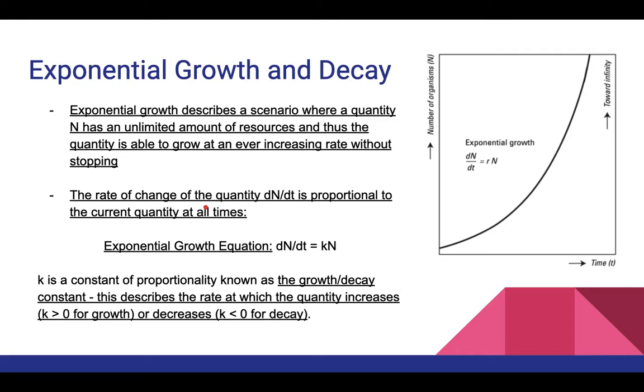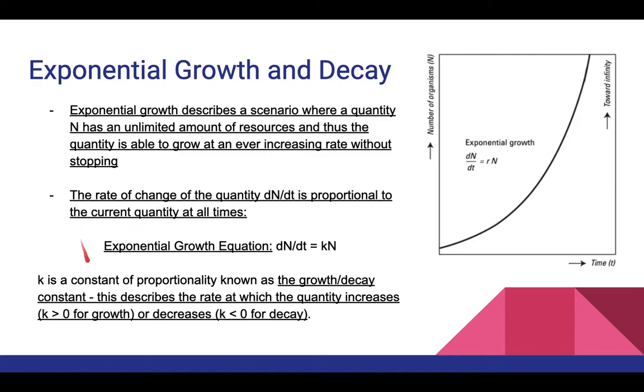So exponential growth and exponential decay is recognized by the hallmark sign that the rate of change of the quantity, dn over dt, is proportional to the current quantity at all times. So dn over dt equals k times n. And it actually turns out when you study physics and biology and economics and engineering, this particular equation arises naturally from these studies, and thus exponential growth and exponential decay govern many aspects of modern science and mathematics, okay?